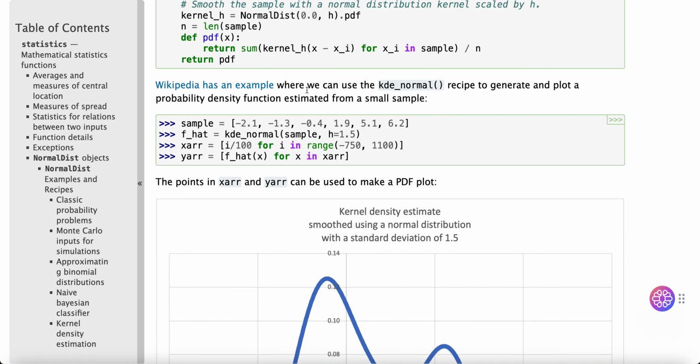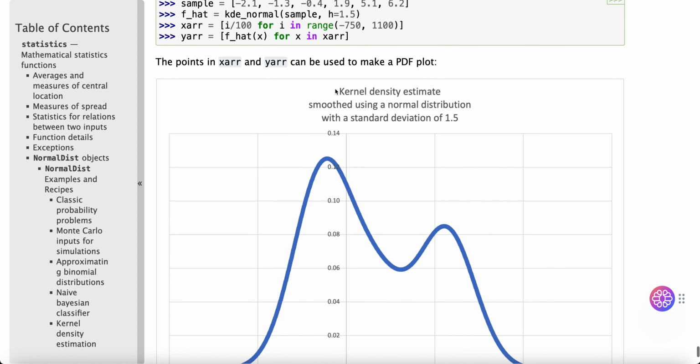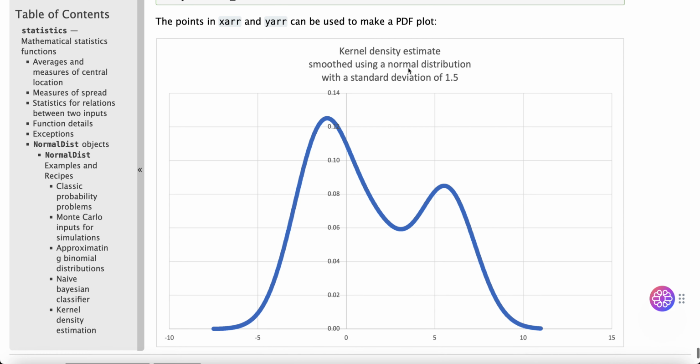Wikipedia has an example where we can use the kde_normal recipe to generate and plot a probability density function estimated from a small sample. sample = this, f_hat = kde_normal(sample, h=this), and x_array = i/100 for i in range(-75, 1100), y_array = f_hat(x) for x in x_array. The points in x_array and y_array can be used to make a PDF plot.